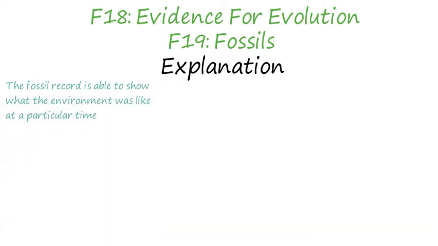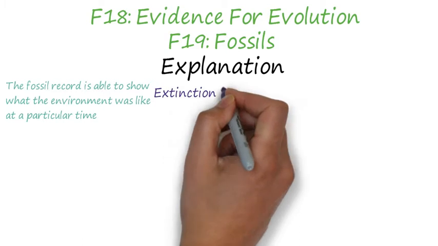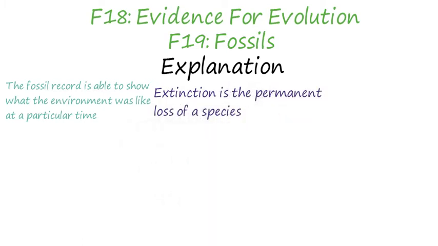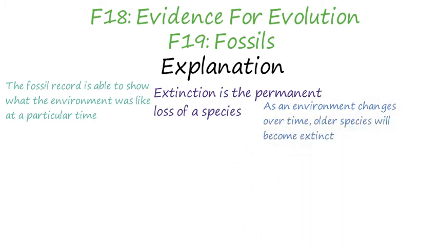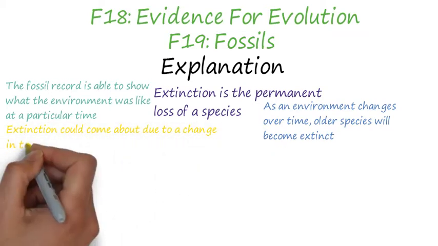Let's take a look at extinction. The fossil record is able to show how organisms have developed over time, despite sometimes the information being limited. It can also help to determine what the environment was like at a particular time. Extinction is the permanent loss of a species. As the environment has changed over time, older species will become extinct as newer species, which are more suited to the environment, are forming. The fossil record can also be used to show if a species is extinct.